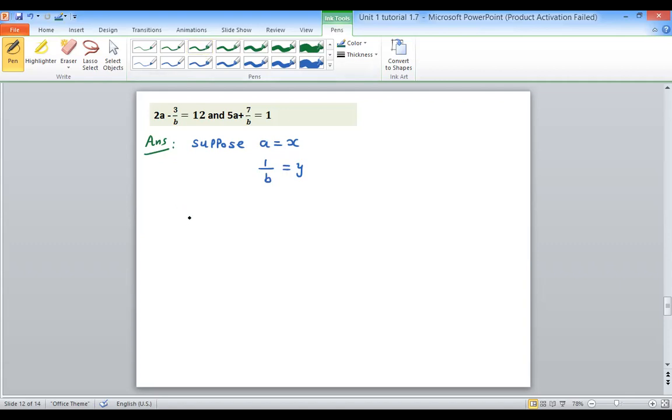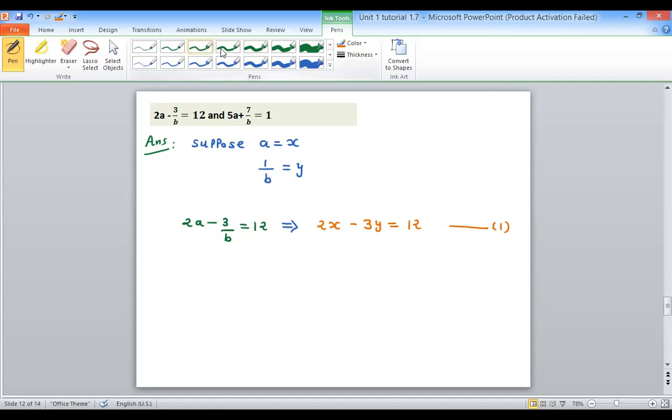So my question is, this is 2a, 3 by b is equal to 12. I apply my supposition rule. And when I have a, I can put the a is equal to x. So this is the 2x minus 3 as it is. I look the 1 upon b, it's a y. So this is 3y, then it is 12. This is say equation number 1b. So look, now the equation, it's easy to solve. It's like our x.